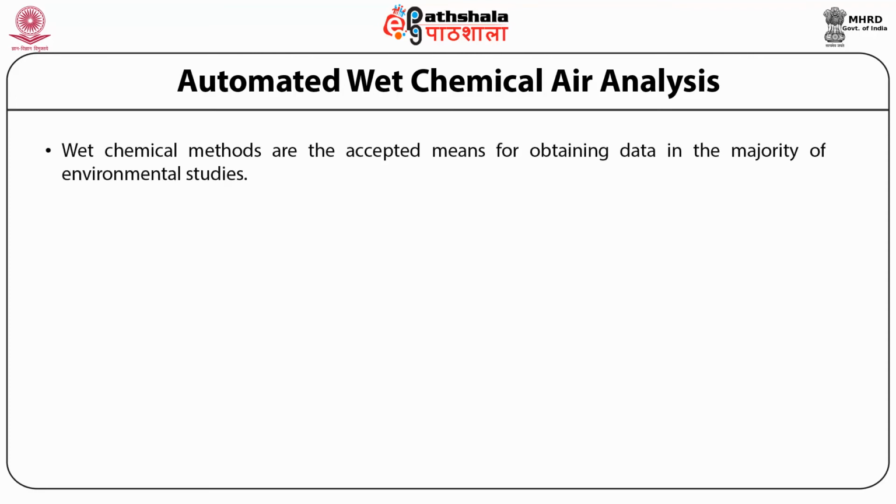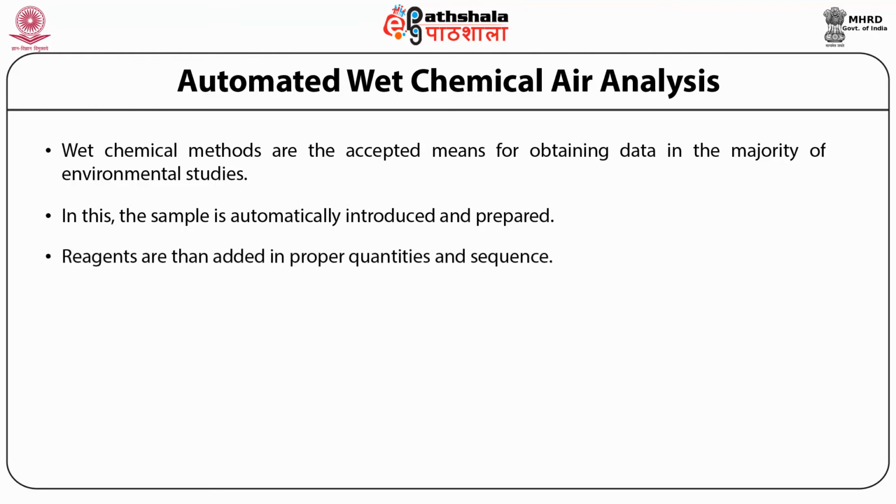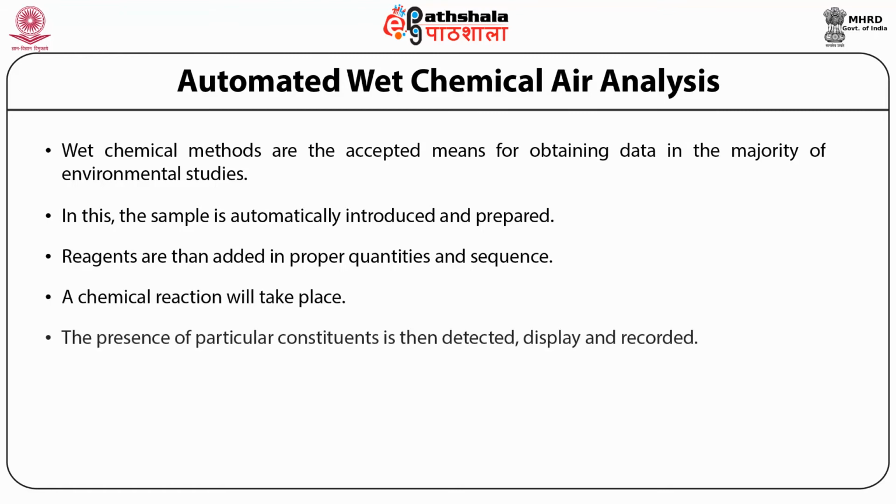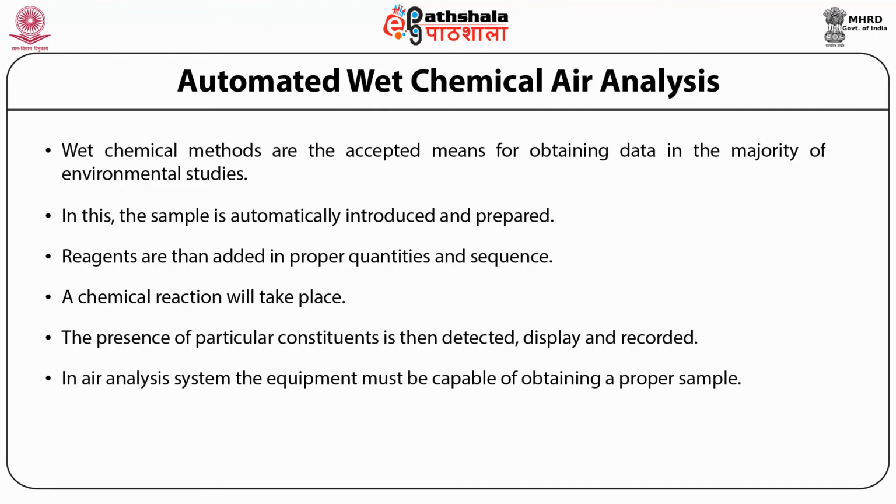The wet chemical methods are the accepted means for obtaining data in the majority of environmental studies. In this, the sample is automatically introduced and prepared. The reagents are then added in proper quantities and sequence, and the chemical reaction takes place. The presence of particulate constituents is then detected, displayed, and recorded. In an air analysis system, the equipment must be capable of obtaining a prompt sample. This is essential in order to obtain correct results.